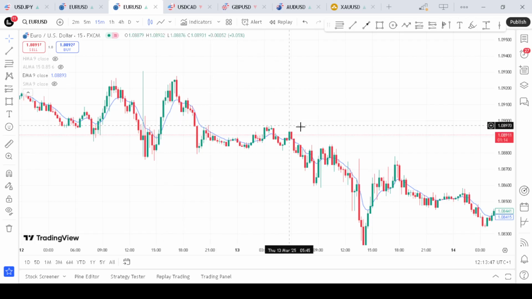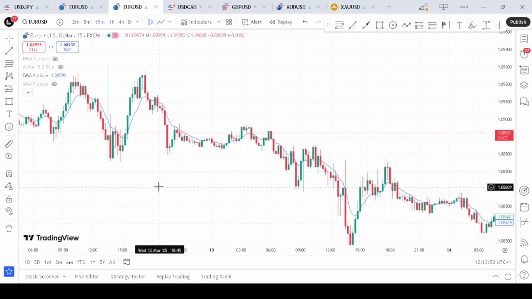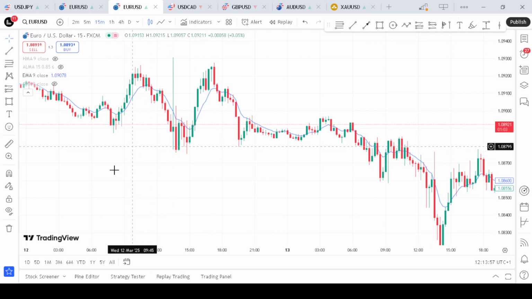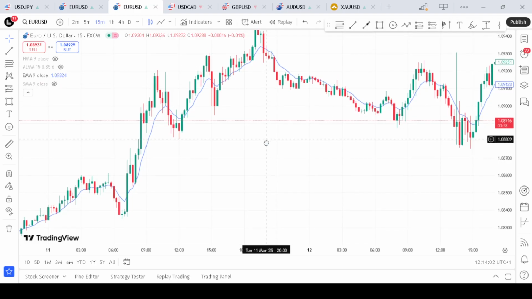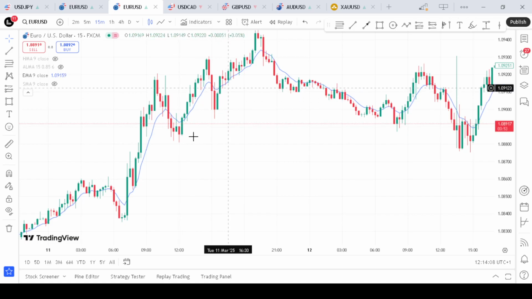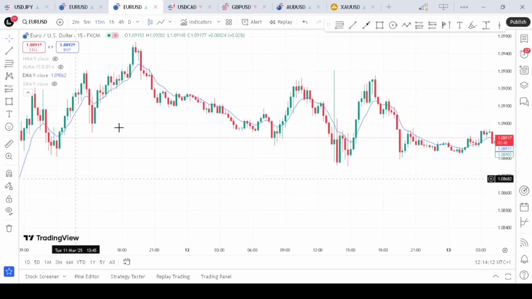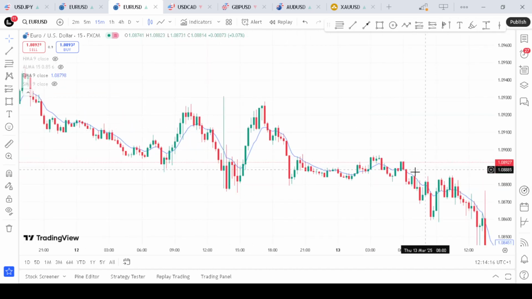One of the key advantages of the EMA is its ability to highlight areas of value in a trending market. For example, in an uptrend, a rising EMA can act as a dynamic support area, while in a downtrend, a falling EMA can serve as a resistance area.